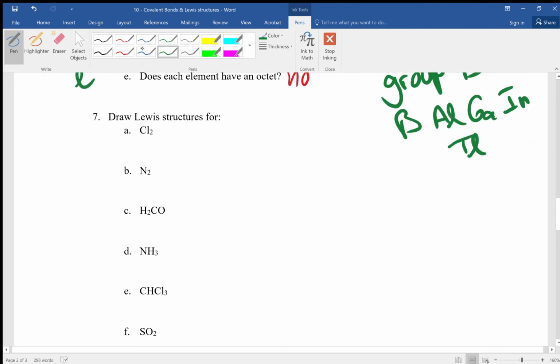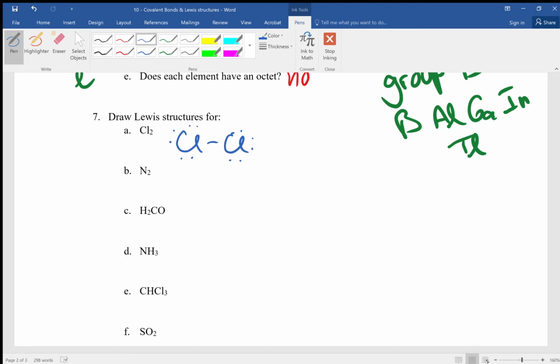Here now we're just drawing Lewis structures. Now while I do these, I will make sure to put in all of the lone pairs. But as we move on through time, that's something that will sometimes get left out. In nitrogen, N2, there is no true central atom because both atoms are the same. Part C, we have formaldehyde.